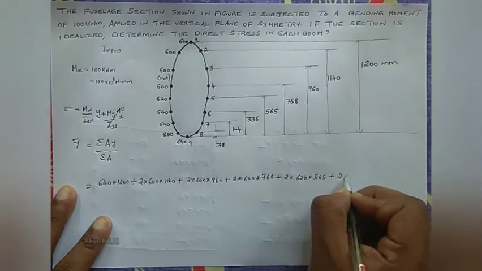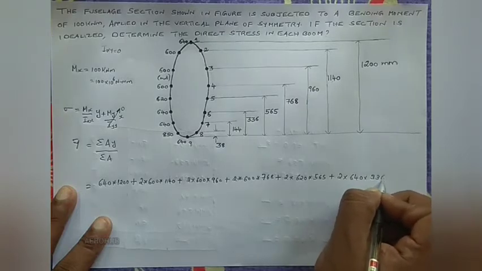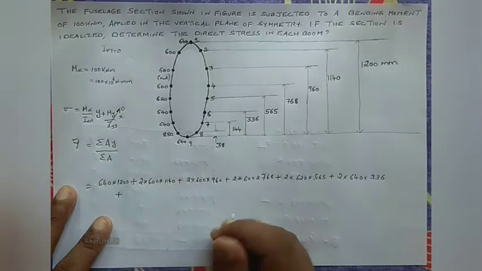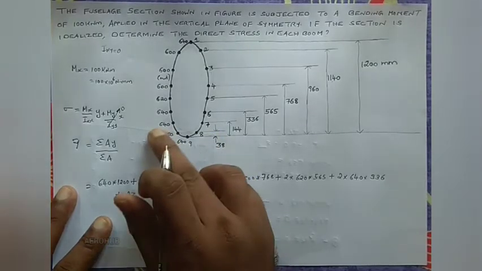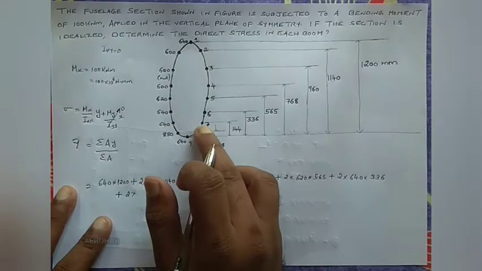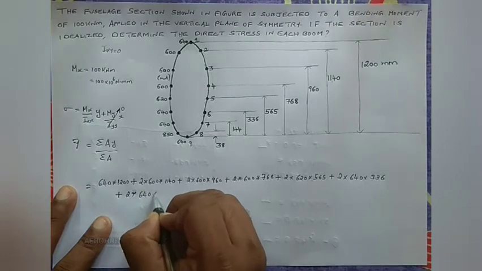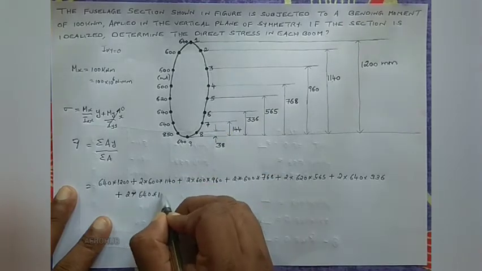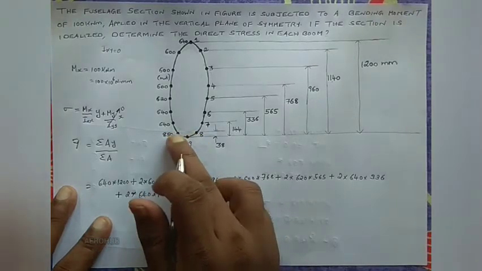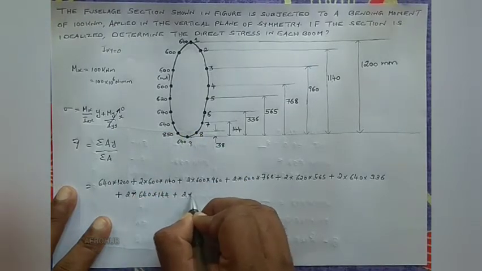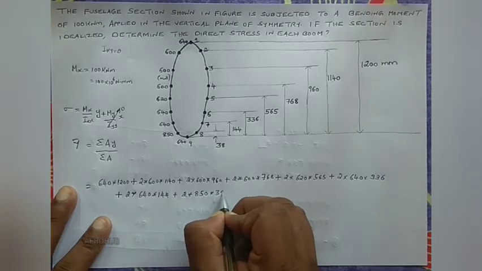So it will be 2 into 640 into 336, plus we have two boom areas, that is this one, boom area 7, having an area of 640 and the distance is 144, plus we have two boom areas, boom area 8 and this one, 2 into, and the area of the boom is 850 and the distance is 38.